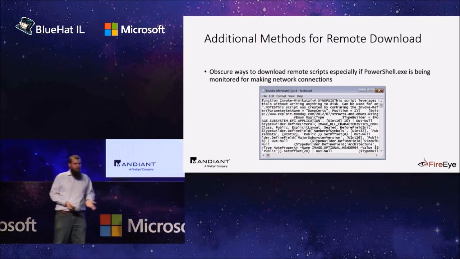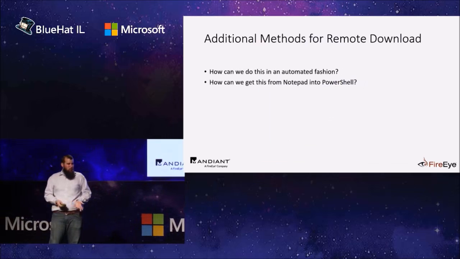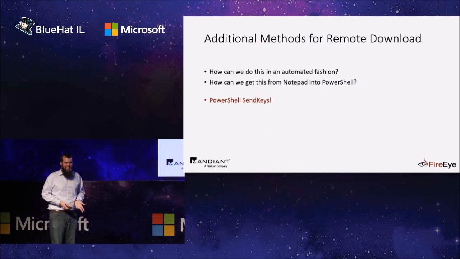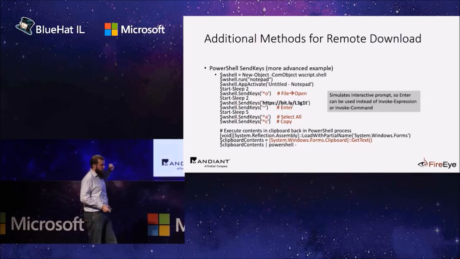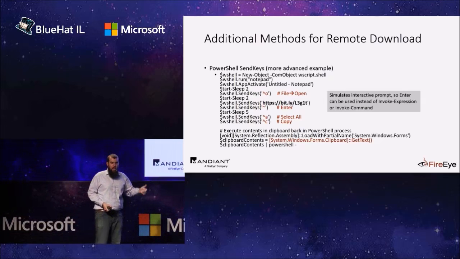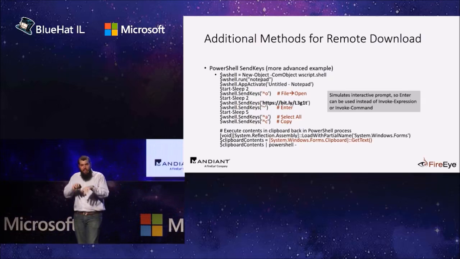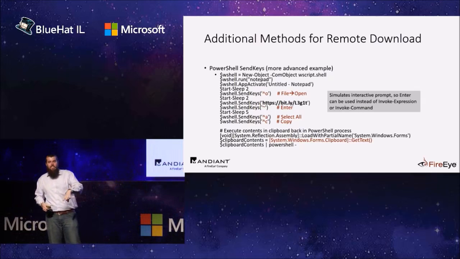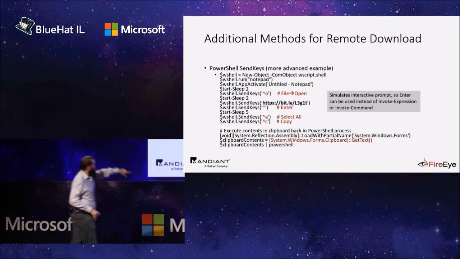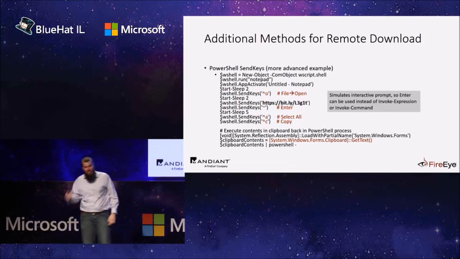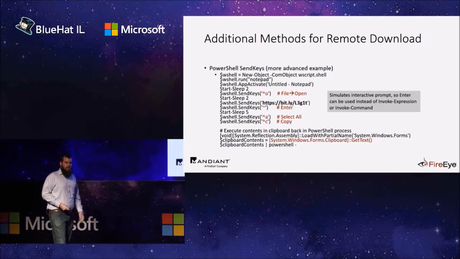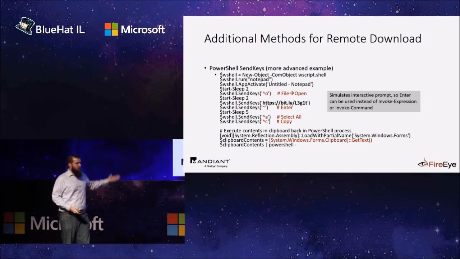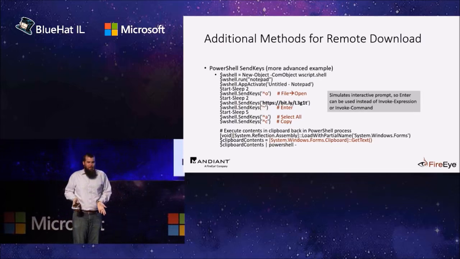So this got me thinking, how can I automate this? Well, there's this great little class called SendKeys that you can have a lot of fun with. In this example, PowerShell uses SendKeys, the COM object, to spawn Notepad, and then enter the keys: Control-O to open, types in the URL, Control-A to select all, Control-C to copy all, and this last part of the command will basically rip the contents out of the clipboard and execute it, and PowerShell never made a network connection. Is that not crazy?